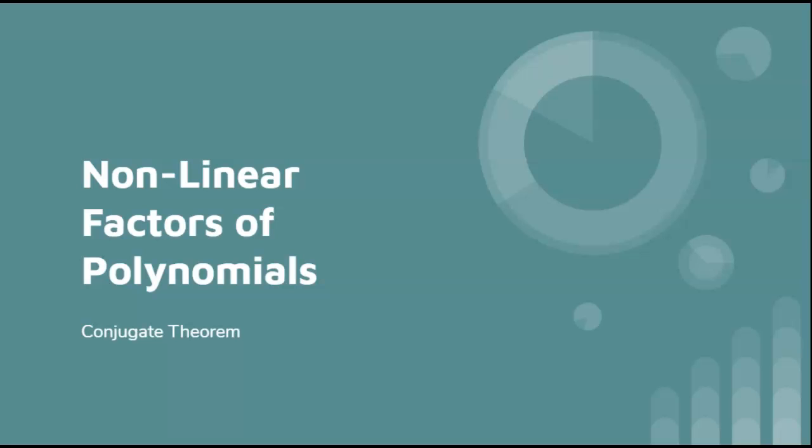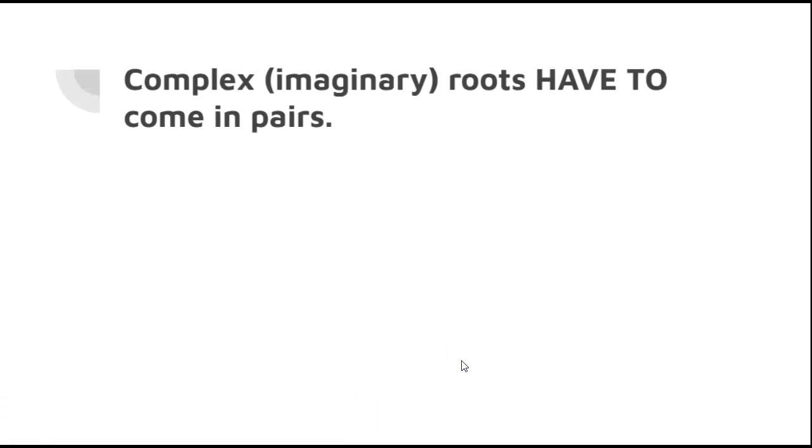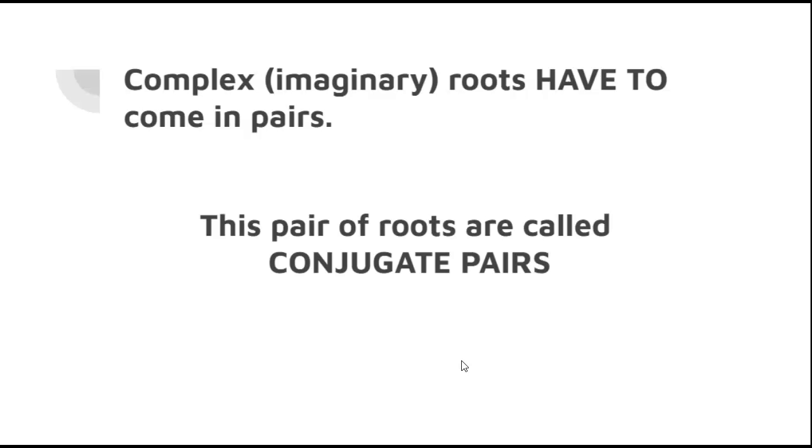So today we want to kind of finish up talking about the nonlinear factors of polynomials, and it's going to piggyback off what we talked about yesterday. We're going to be working on the conjugate theorem, very similar to the complex conjugate theorem that we worked on yesterday. So remember, complex or imaginary roots have to come in pairs, and that pair is called a conjugate pair. We talked about that if 5i was a root, then negative 5i had to be a root.